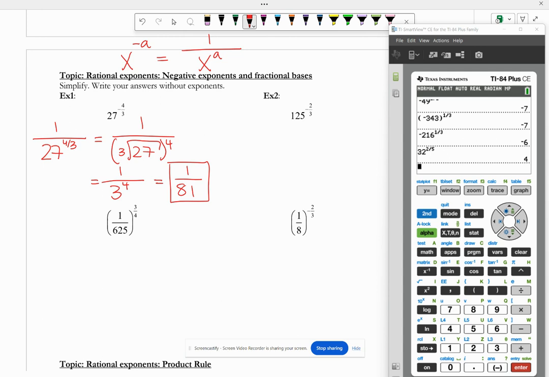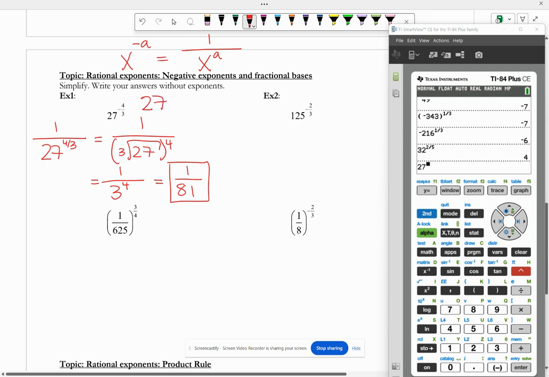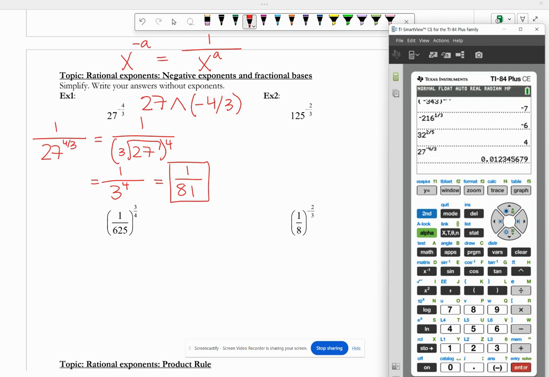With the calculator, if I type 27 and raise it, so for me, the calculator makes the exponent little. If it's not doing that for you, essentially what you're going to type is 27 caret negative 4 over 3. So that little caret button will appear instead of putting it up in the power. But mine is working this way for now, so I'll show you this way. It gives me this decimal.